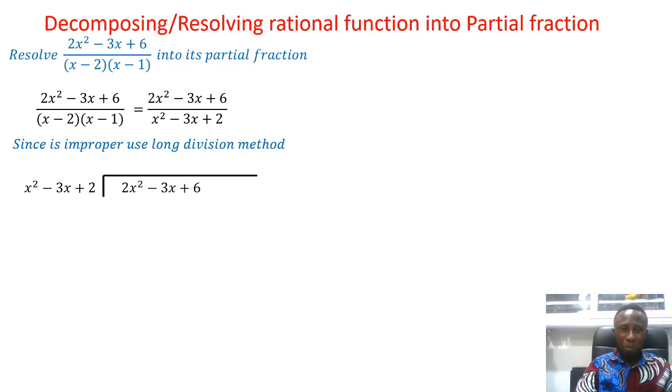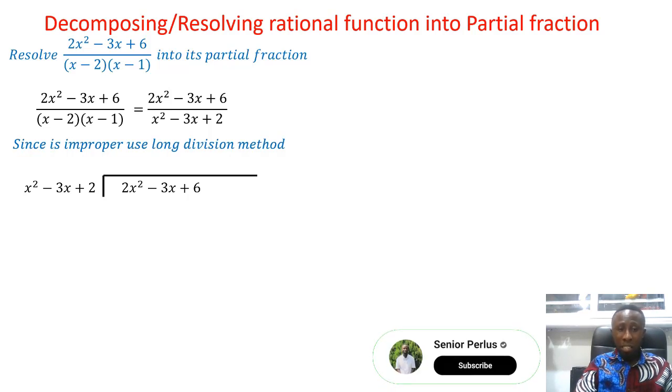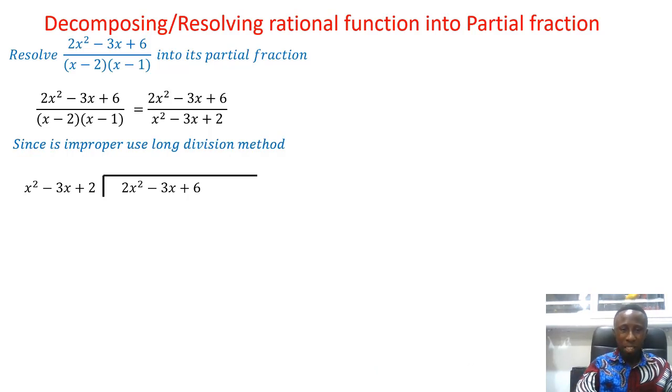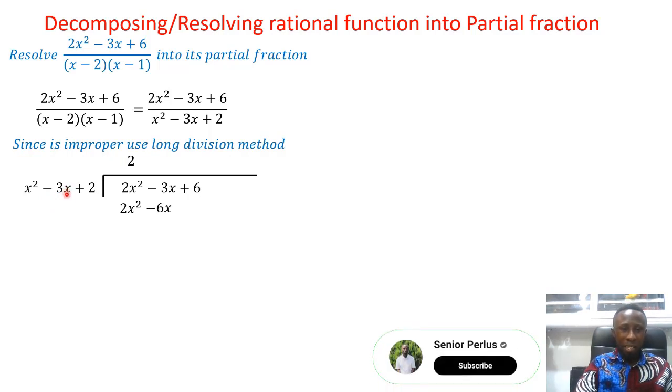Now, in our previous video, we said 2s squared divided by s squared is what? It is 2. So we write the 2 here. Then we multiply: s squared times 2 is 2s squared. Then negative 3s times the 2 is negative 6s. Plus 2 times 2 is positive 4.